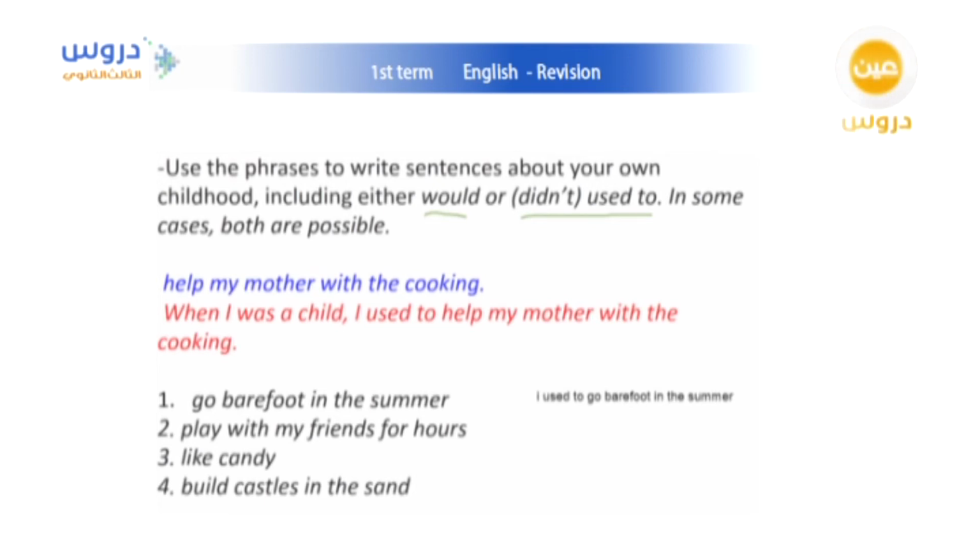So number 1, we can... number 2, when I was little, I would play with my friends for hours. I can say that, or as our brother mentioned. Number 3, like candies. I didn't used to like candies when I was a child. You can say that. And Jumana, I used to like candies. This is good, great, it's really acceptable.